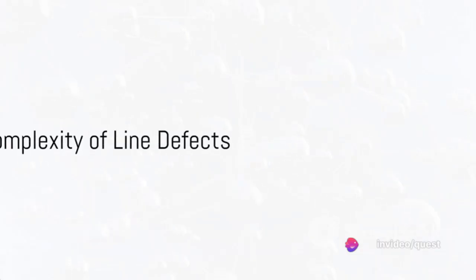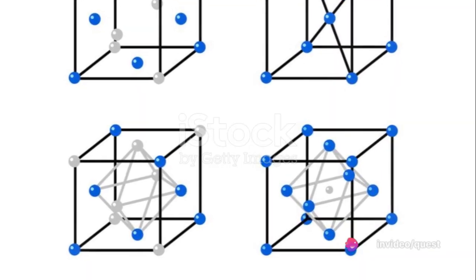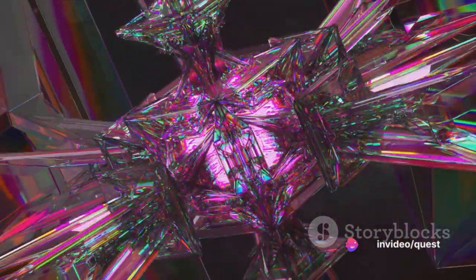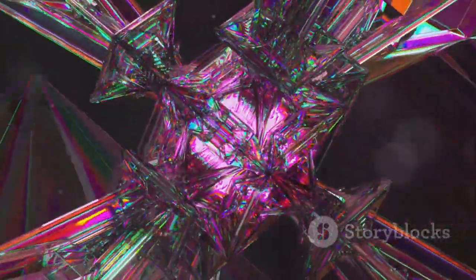Now, imagine a row of atoms in the lattice going awry. This introduces us to line defects. Line defects, also known as one-dimensional defects, occur when the regular arrangement of atoms or ions in a crystal lattice is disturbed along a line. This disturbance can be as simple as a row of atoms being slightly out of place, or as complex as a string of atoms being entirely missing or extra.